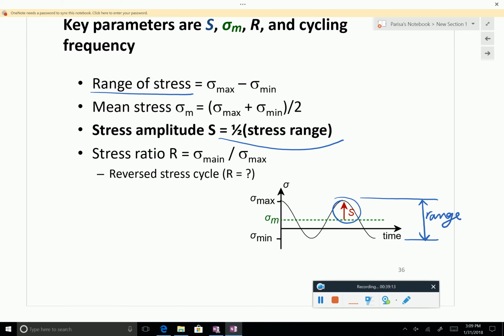So maybe in the next one. So this is random loading, and these are periodic loading. You have seen this before. So we call this periodic.